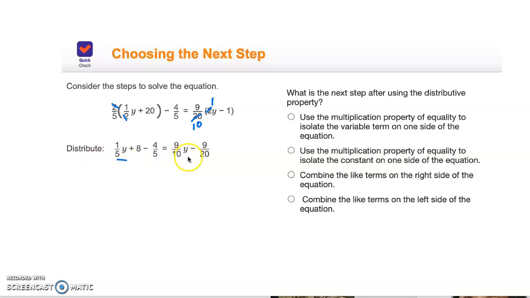But now once we're here, what's the next thing we need to do? Well, the next thing we need to do is get all the like terms together. And on this side, we have those two. And on this side, we don't have any like terms. So we're going to combine like terms on the left side of the equation, because that's the only side of the equation that has like terms.